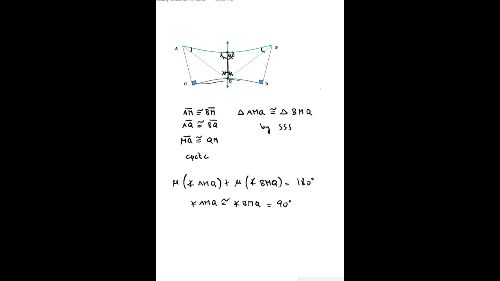So let me clean this up so we can concentrate on the base angles. Okay, now let's look at the base angles. We already know that the angle CQA is congruent to angle DQB, and we also know that angle AQM is congruent to angle BQM.